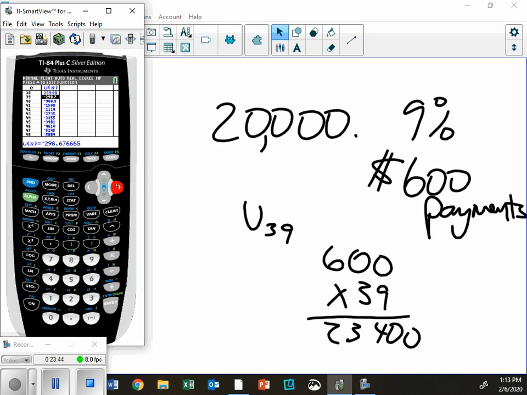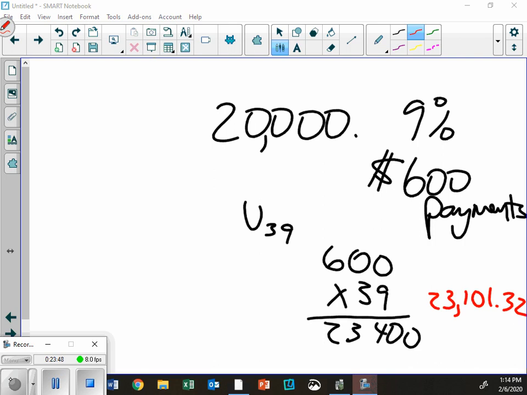298.68. So I'm going to subtract 298.68. Okay, so the grand total that you paid was this. But I thought you only borrowed $20,000. Why do you think it's more than that? Interest. So when they ask you, how much interest did you pay? You'll be like, well, I thought I borrowed 20, actually paid 23, $3,100 in interest.